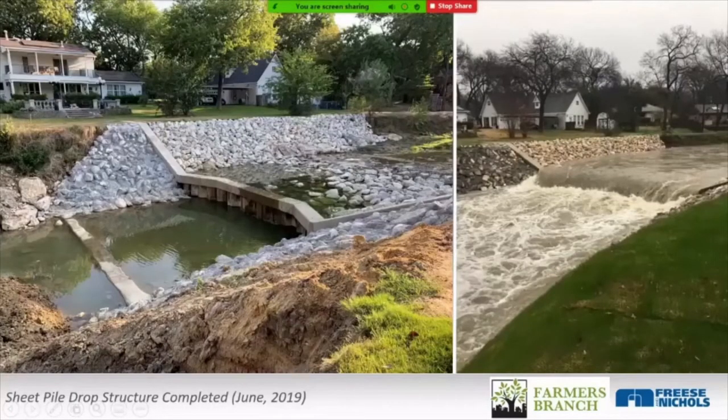So after that was done, we went back downstream and finished the sheet pile structure. You'll see a picture of it here later in June, completed on the left. It's got the cap in place. All the grouted rock has been placed. We placed rock between the sewer line and the grade control structure. On the right, you'll notice a picture of this structure in operation during a storm event that we had a few months later.